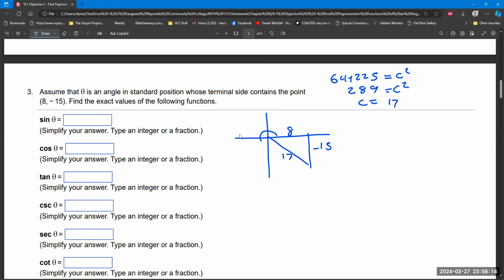Sine of the angle, even though the angle is here, we're going to use this angle right here to help us find this. This is negative 15 over 17. Cosine is 8 over 17. Tangent is negative 15 over 8. Cosecant is negative 17 over 15. Secant is 17 over 8. Cotangent is negative 8 over 15.